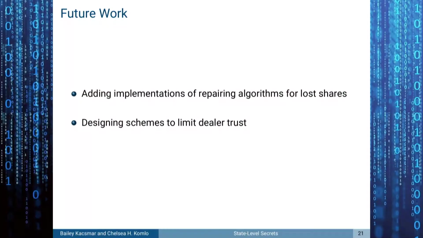And a few areas of future work that we identified. Repairing algorithms are really useful and they're well defined. So adding an implementation of them for lost shares would be useful to existing Shamir implementations. And then finally, a good area of research is designing schemes to limit the dealer trust. This isn't something we've gone into in great detail, but obviously there is a lot of trust placed in the dealer, and so how can we limit that and help provide some kind of buffer and safeguard in that case?